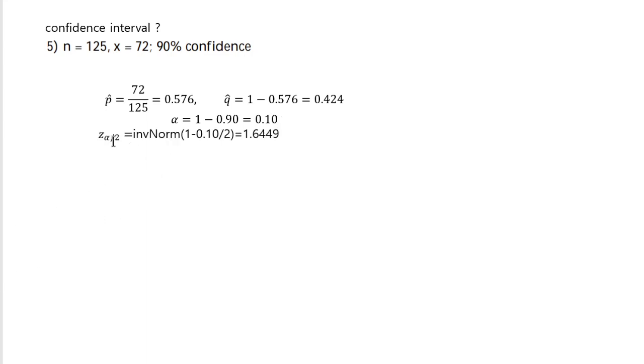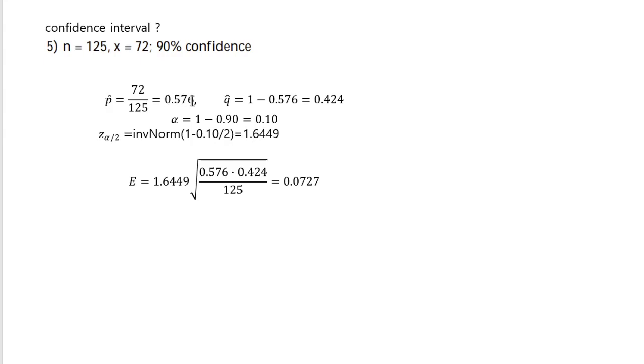So you have to calculate z alpha over 2 by doing inverse norm of 1 minus this. And I think we've done enough examples, so you know how to come up with this number, right? So let's say we have this number. Now what? We plug everything into the calculator, and we get 0.0727. That's our margin of error.